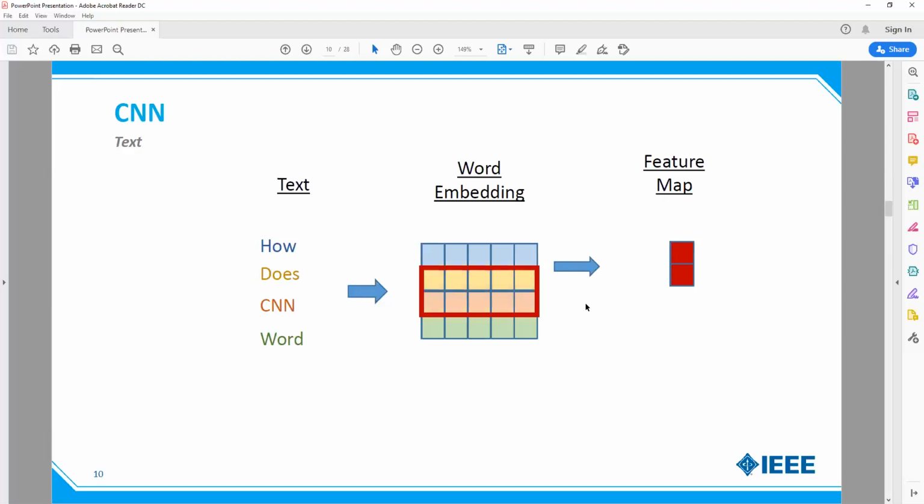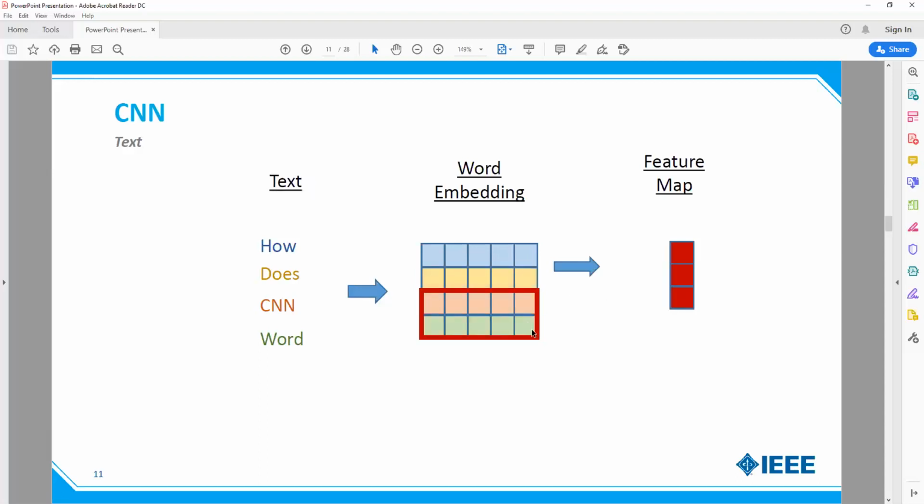Now, on image CNNs, we perform strides both horizontally and vertically. However, in the word embedding, since it's only in one dimension, we only stride towards that one dimension, that sequential dimension. In this case, it's the sequence of words. So in this representation, our kernel actually slides one down, looking at the next pair of words. In this case, it's looking at does and CNN and doing the pairwise multiplication and summation to generate this scalar value for our feature maps.